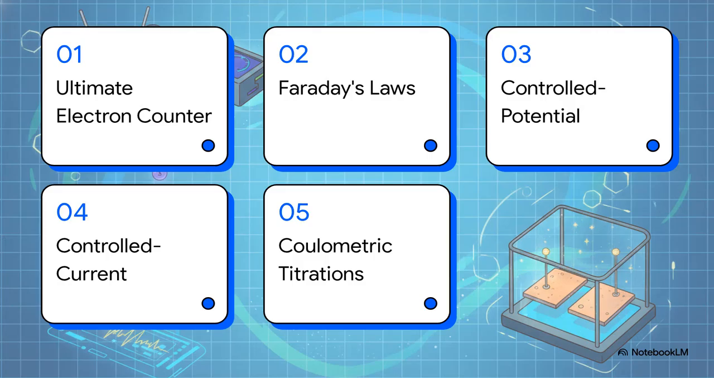Here is our roadmap for the masterclass. We'll start with the ultimate electron counter, dive right into Faraday's laws of electrolysis, then break down the controlled potential and controlled current methods. Finally, we'll wrap it all up with the incredible power of coulometric titrations.